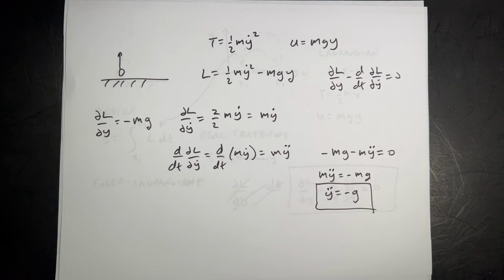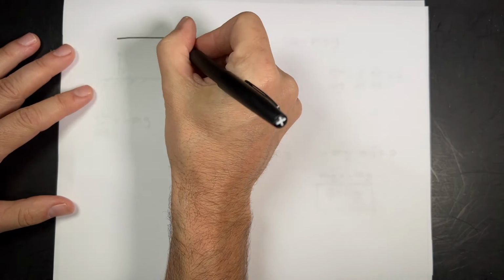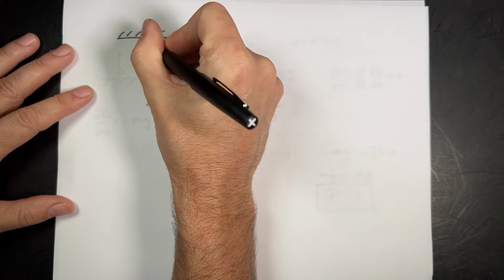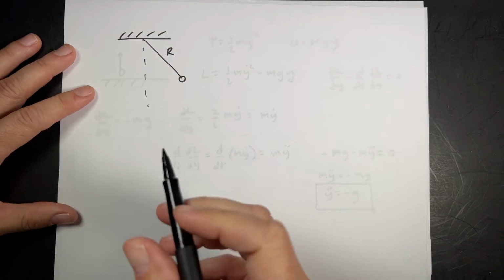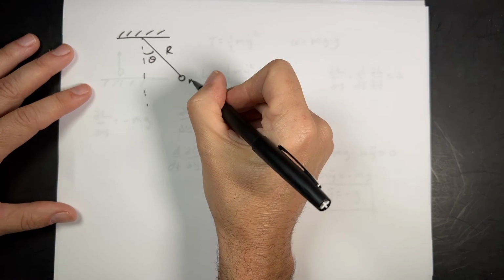Okay, now let's do the pendulum because it's a little bit more complicated, but we don't have to use polar coordinates. So let's go back to the pendulum. So here I have a mass. This is length r. It's constant. That's the angle theta. And this is m.